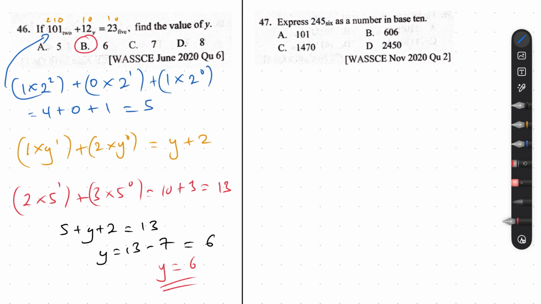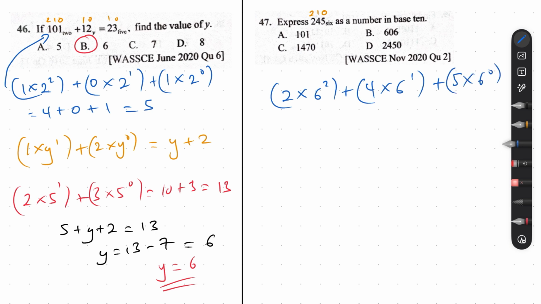Okay. Well, let's move on to question number 47. It says, express this as a number in base 10. Very simple, right? Just need to convert to base 10. So we number these digits. Okay. So we have 2 times 6 squared plus 4 times 6 power 1 plus 5 times 6 power 0.